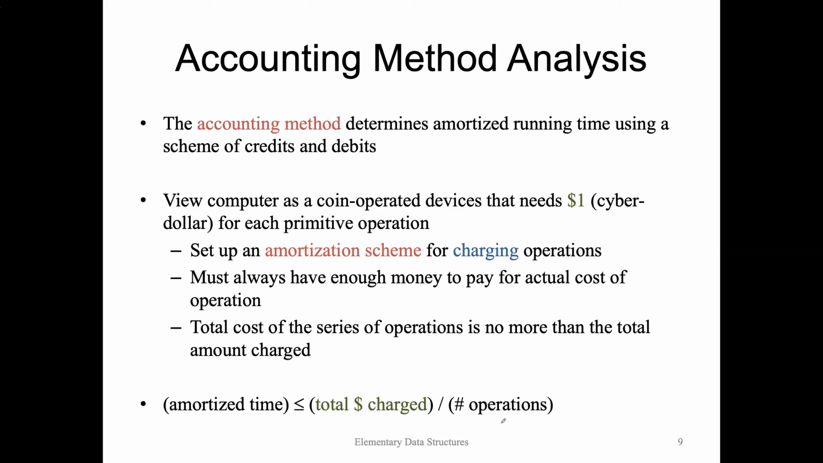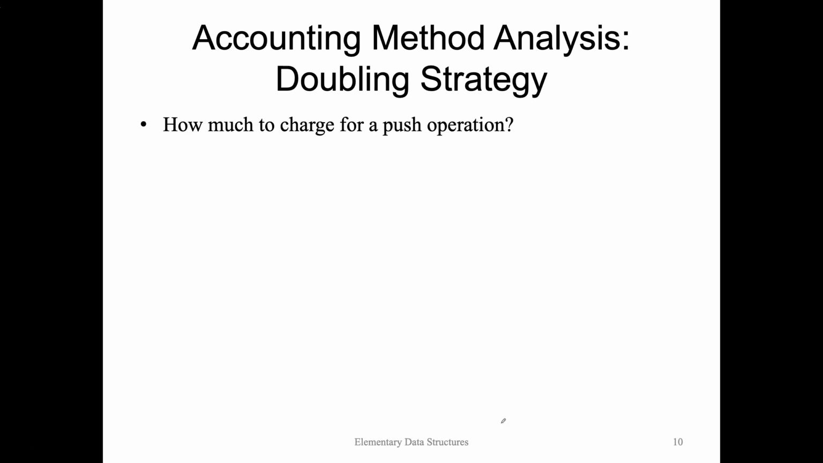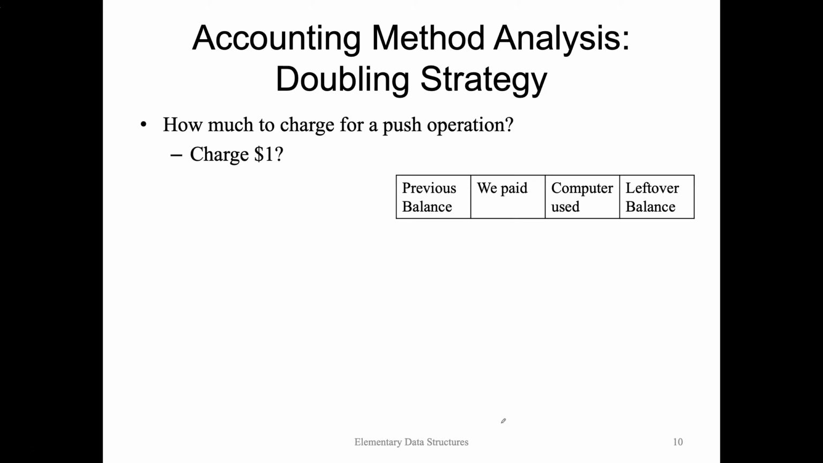So let's see this applied to the doubling strategy now. Let's use this accounting method to find what the amortized cost of push is on an extendable array based stack using the doubling strategy. So how much do we charge for a push operation? If we can guess the correct amount, then this gives us already the amortized cost. We just have to show that it's enough. So why pay for more than what we have to? Let's just say we charge $1, and let's see if this is going to be enough.